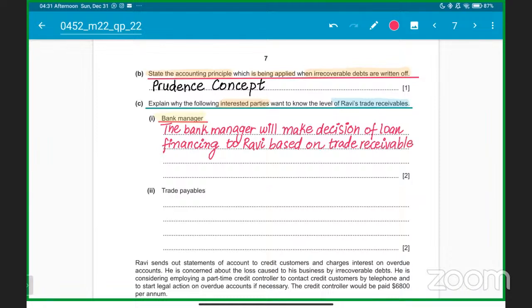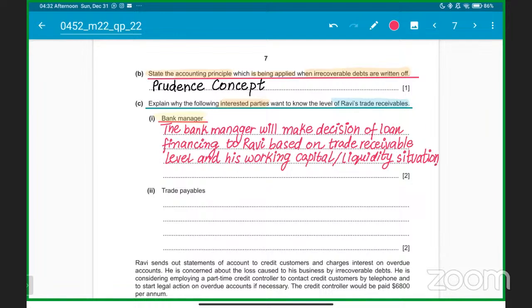So I'll repeat my point. The bank manager will make the decision of loan financing to Ravi based on trade receivables level. And what we can say, he will make it based on trade receivables level and his working capital. Basically, it comes under working capital, or you can write down the word liquidity. Okay, working capital, liquidity position. All of these words are good to get the marks. Make sure these terms are very important. Liquidity, कि उनके पास इतनी cash available है, cash management उसकी अच्छी है, working capital, liquidity situation.